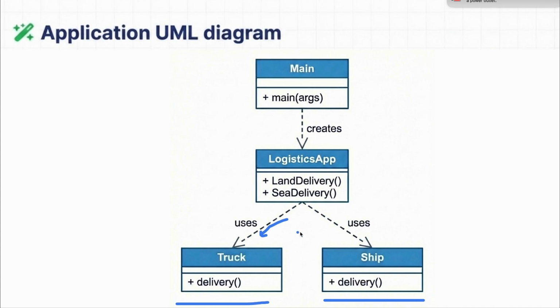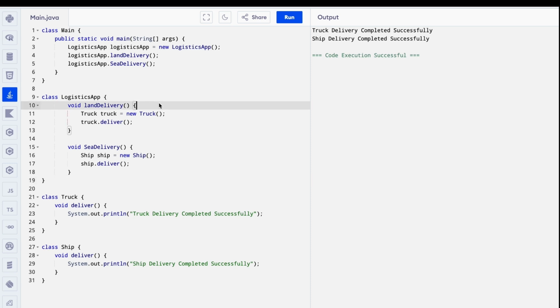One arrow pointing towards truck, another arrow pointing towards ship. Everything else remains the same. Let's go through the code once again. So what we have done till now is very simple. The main method, which is our client, is able to deliver via land or via sea.